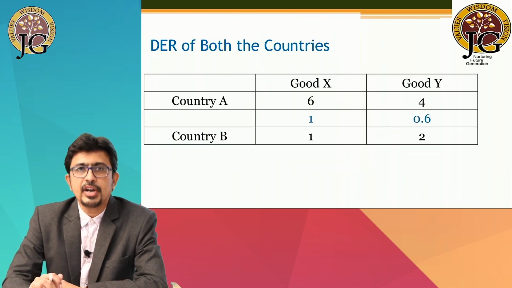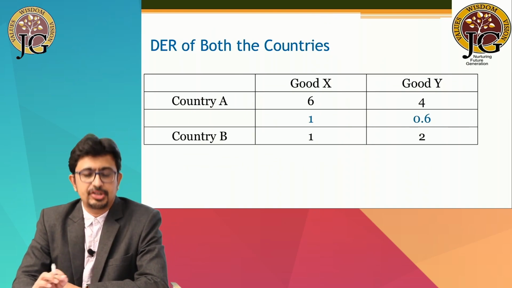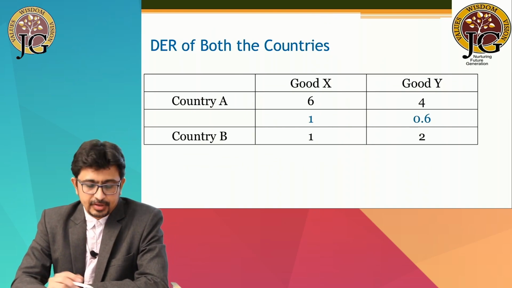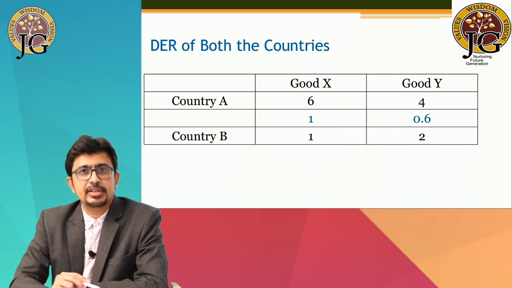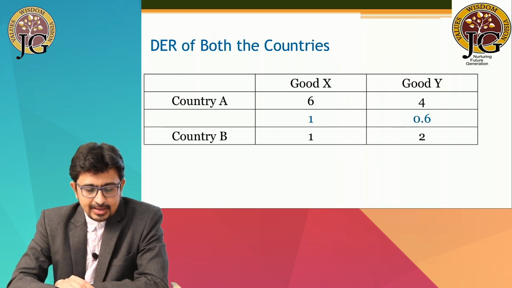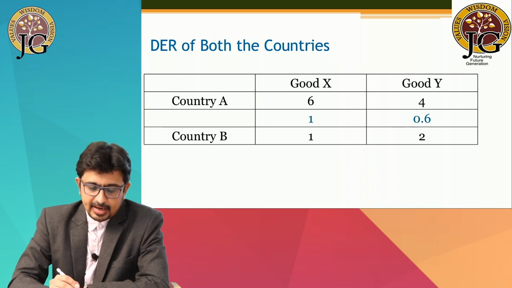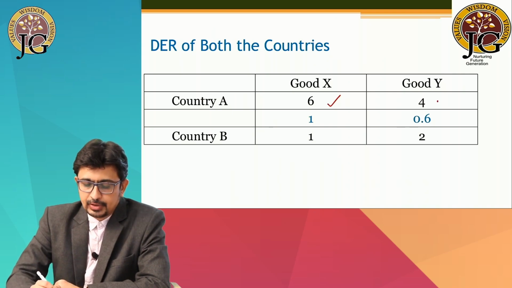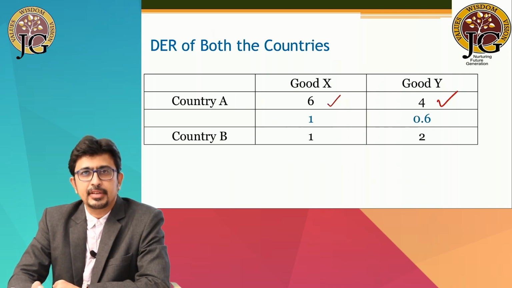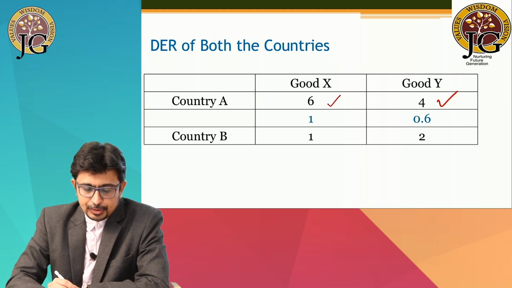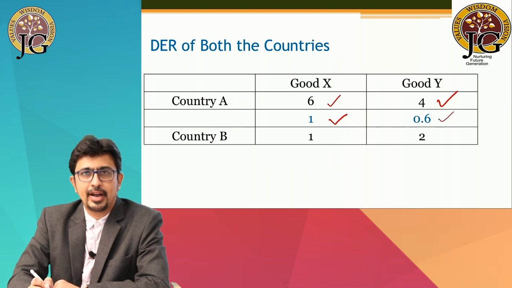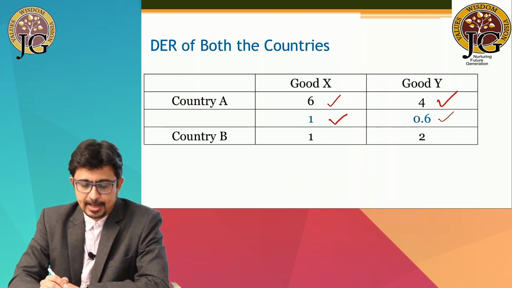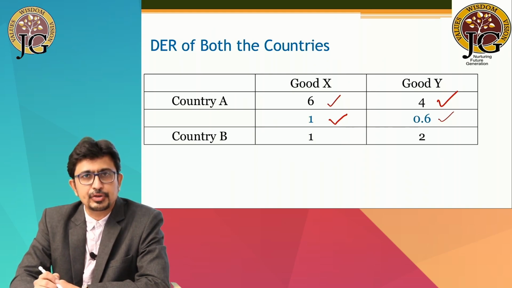Now, we are trying to find out the domestic exchange rates of both the countries. We have seen in the previous table in the example that country A can either produce 6 units of good X or 4 units of good Y. In other words, it can produce either 1 unit of X or 0.6 units of Y. So the domestic exchange rate for country A is 1 unit of X equal to 0.6 units of Y.